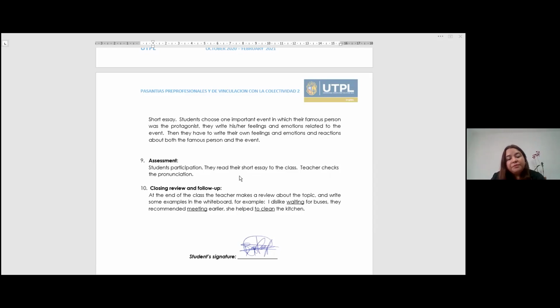Closing, review and follow-up. At the end of the class, the teacher makes a review about the topic and writes some examples on the whiteboard. For example, I dislike waiting for buses. They recommended meeting earlier. She helped to clean the kitchen. Okay, these are some examples.